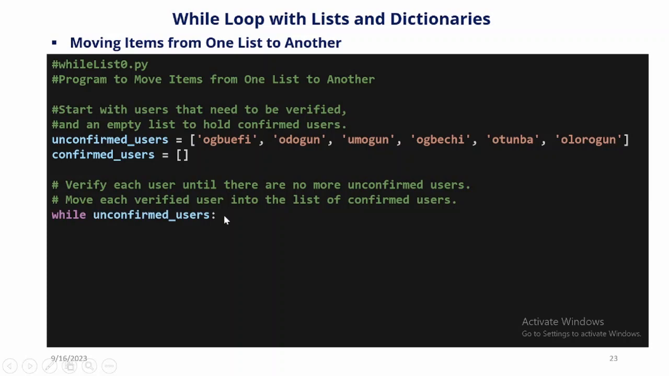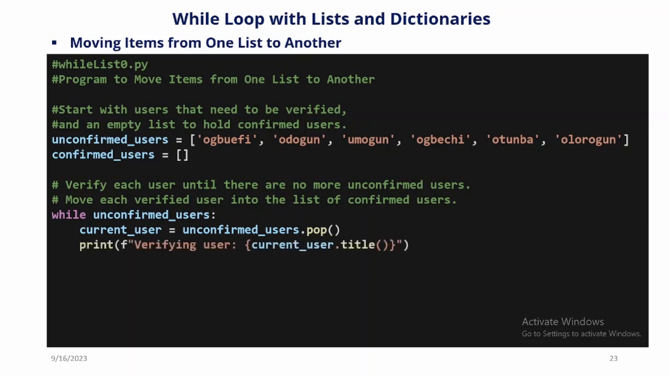When we say while unconfirmed users, we mean while there is something in the unconfirmed users list. Do something. We say current user equal to unconfirmed users.pop.